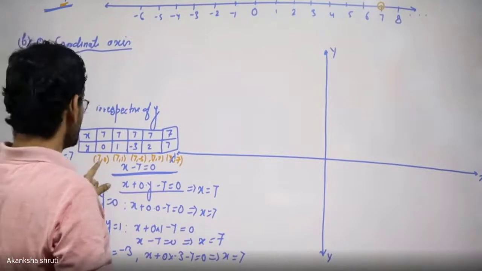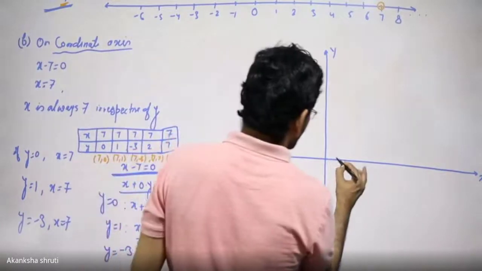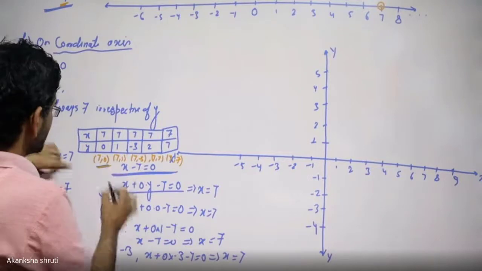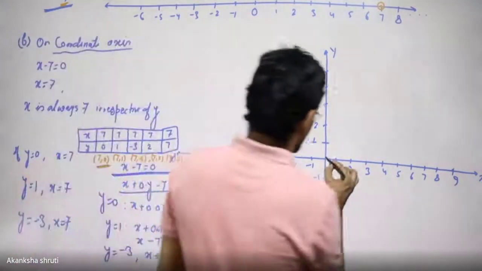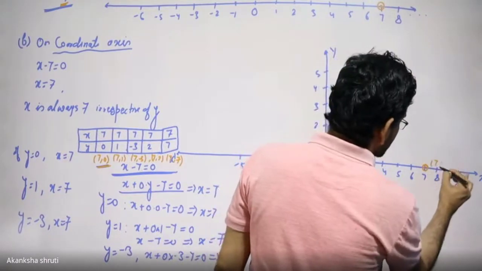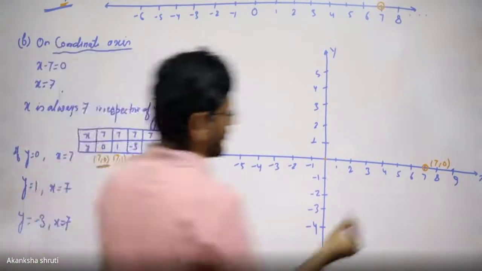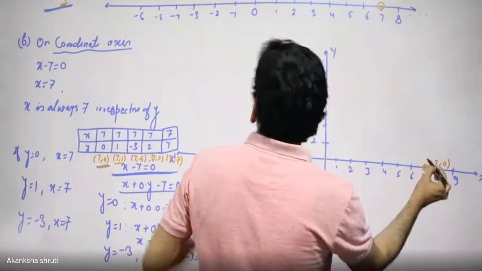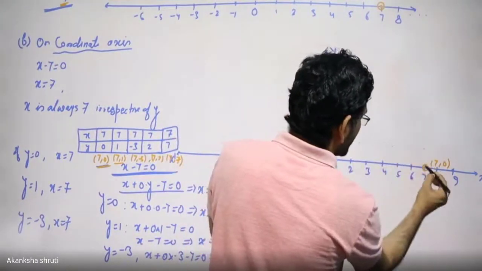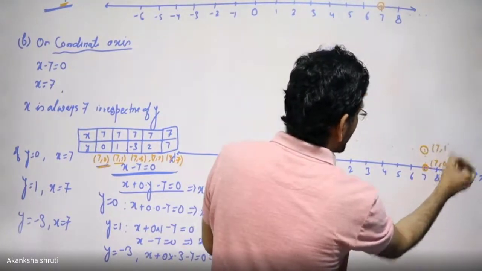X is 7, y is 0. Let us mark this point. Students, now this point we have to plot. Our x is 7, y is 0. Starting from here, x is 7, y is 0. This is the point 7, 0. Student, the other one is what? X is 7, y is 1. We have to move just 1 unit ahead. We are able to reach this point. It is our 7, 1.